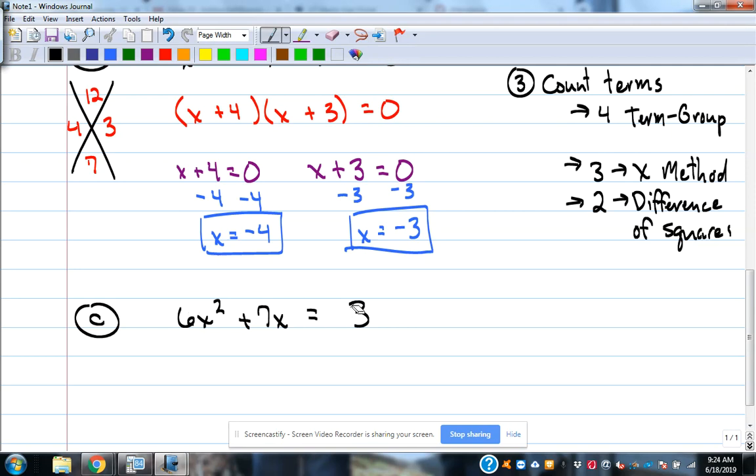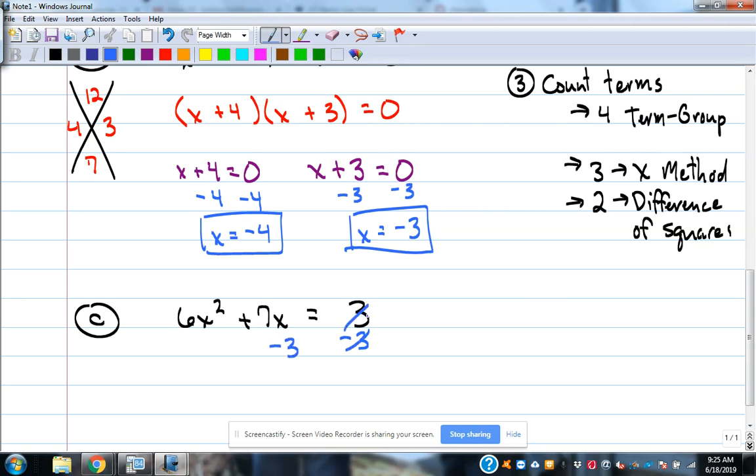So we've got to get it equal to 0, and we got 6x squared and 7x over here. So this side already has most of the stuff on it, but this 3 is in the wrong spot. So we need to move it to the other side. To move that 3 to the other side, we're going to subtract 3.